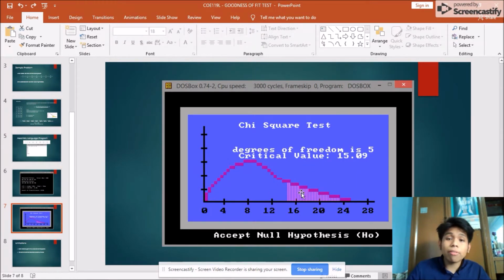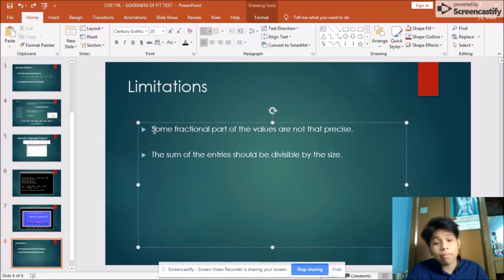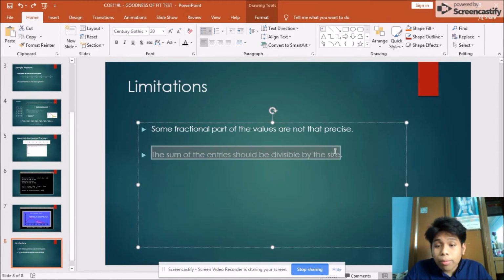For the limitations of our program, there are two. The first one is that some fractional parts of the values are not that precise, so some values are not exactly the same as the manual solution. And the sum of the entries should be divisible by the size. So preferably the entries should be whole numbers and should not have decimal places.